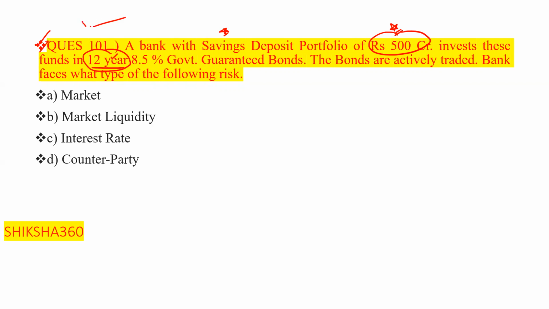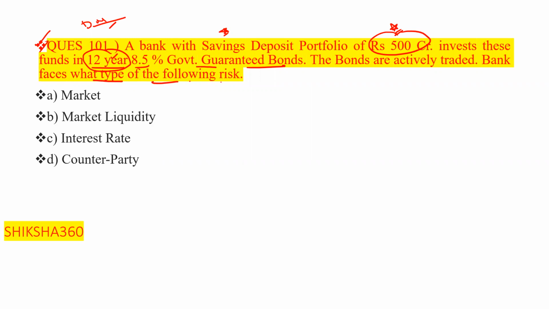The duration of the fund is 12 years, in 8.5% government guaranteed bonds. That is, the bank has to pay an 8.5% interest rate for 12 years. Whatever the rate in the market, the bank has to pay a fixed rate of 8.5%. The bonds are actively traded.